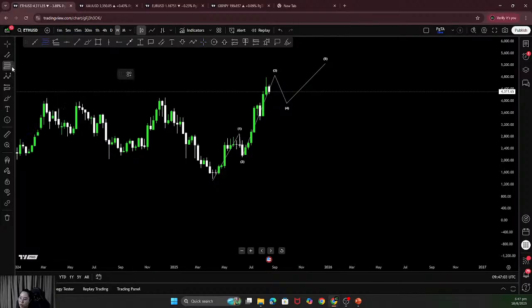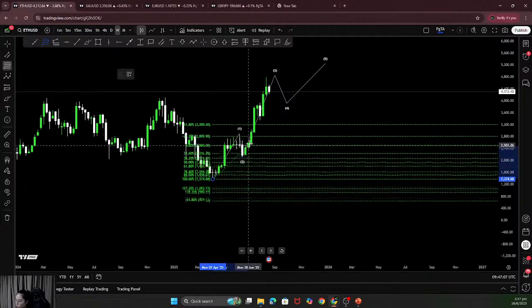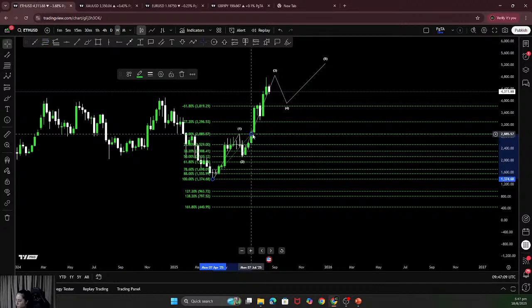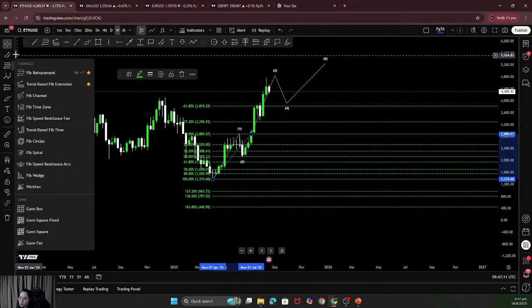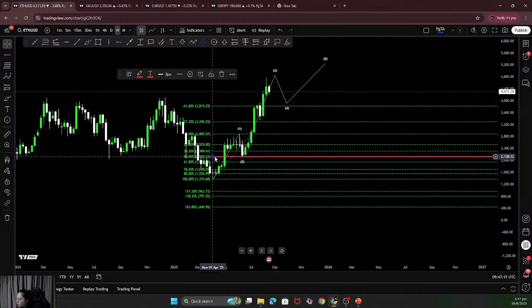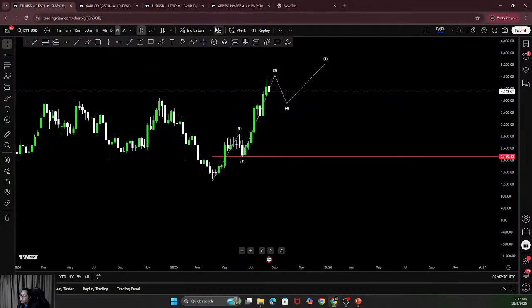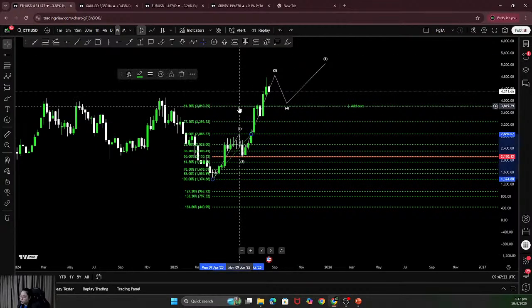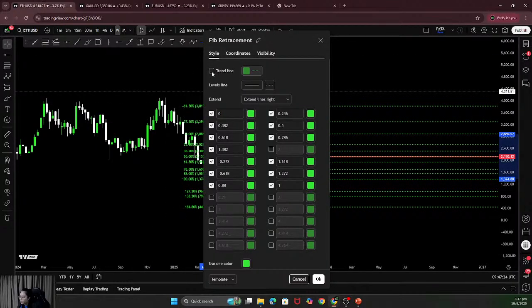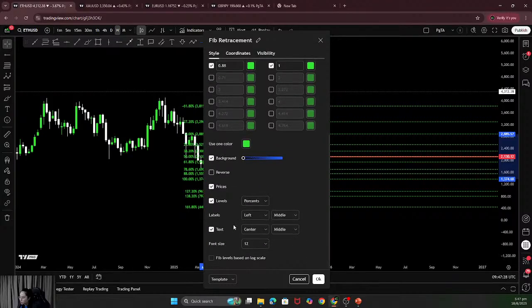So if we pull out Fibonacci, pull from the bottom to the top, you will see 50%, which is right here. Price, basically, okay, I'm going to get rid of that because it looks really messy. Actually, I'm going to get rid of everything. How do I get rid of everything?